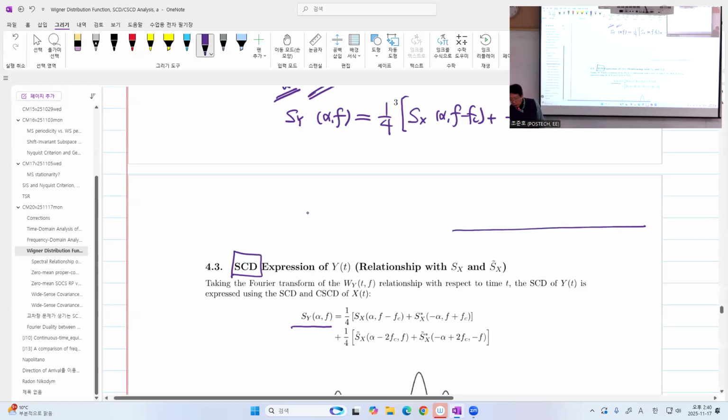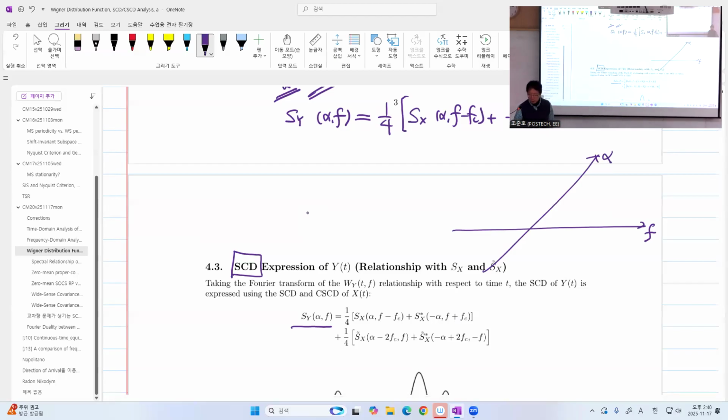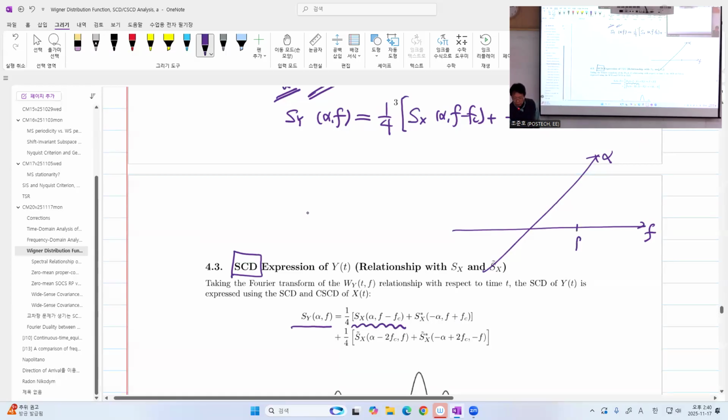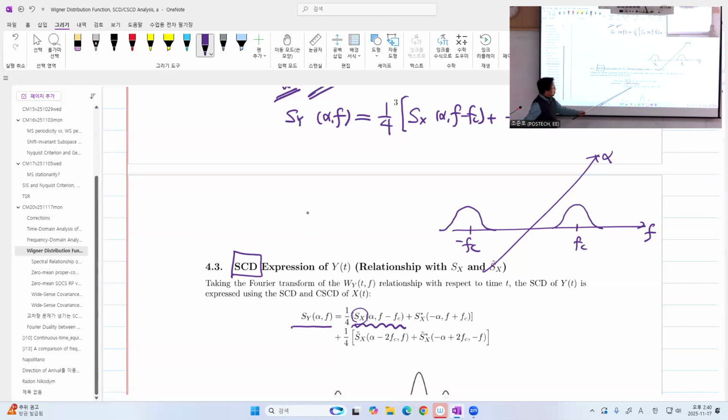Now, what about the SCD, spectral correlation density of a real valued bandpass process? Now, we take two axes, f and alpha. Then what about this one? You have Fc and negative Fc. And if you have the spectral correlation density of X shaped like this one, symmetric real, then you have something here, right?